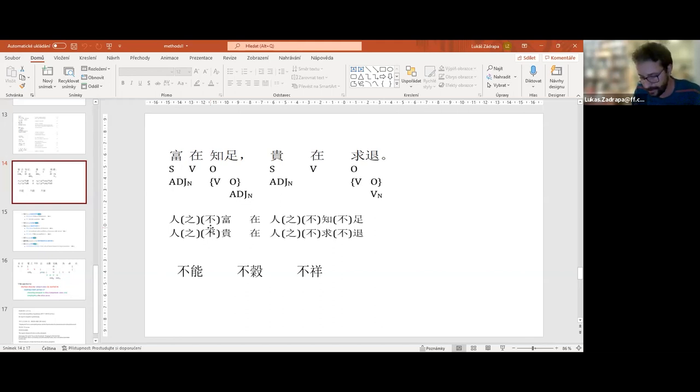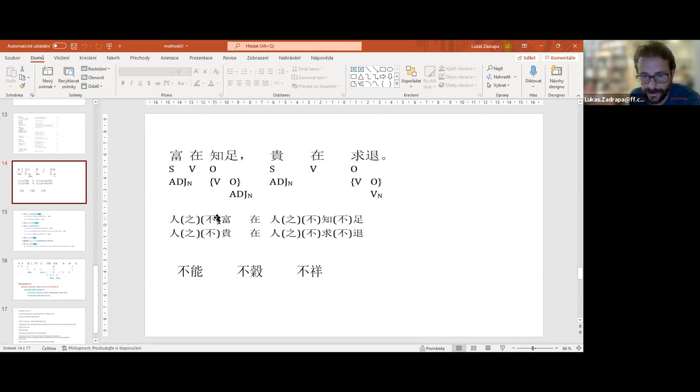Usually the system pushes one into the position. So is it a verb or is it a noun? But there should be something in between. So you can insert the zhi here, for example, people's richness, let us say, but at the same time, you can do it here as well. This people's richness consists in people's knowing what is enough. But on the other hand, one can easily insert a pu here.